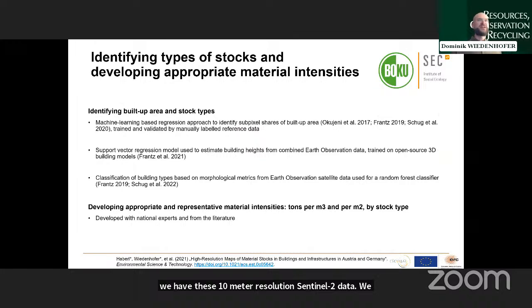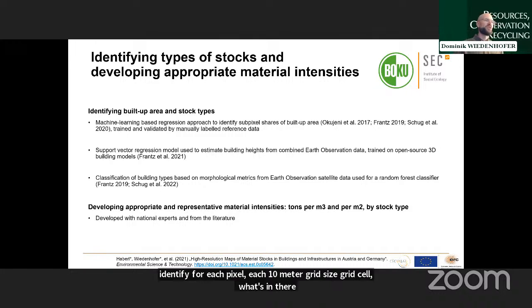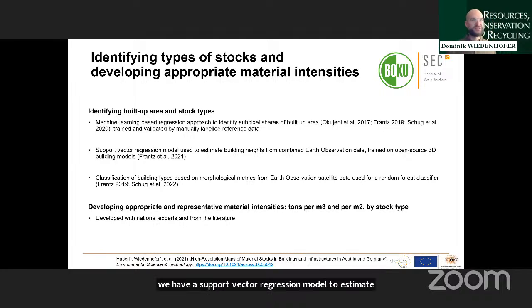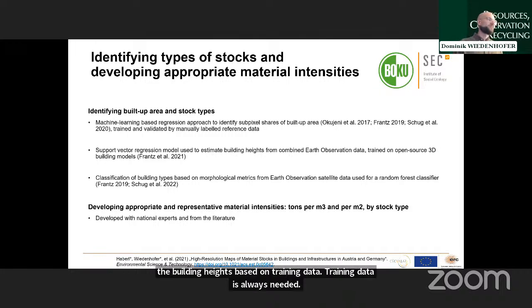And we put this all together. I'm not going into the technical details, but basically we have a machine learning regression approach to identify for each pixel, each 10-meter grid cell, what's in there. We have a support vector regression model to estimate the building heights based on training data. Training data is always needed. And we can also derive the building types based on a random forest classifier, again using training data on building types.